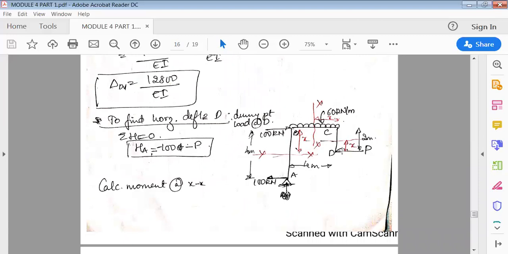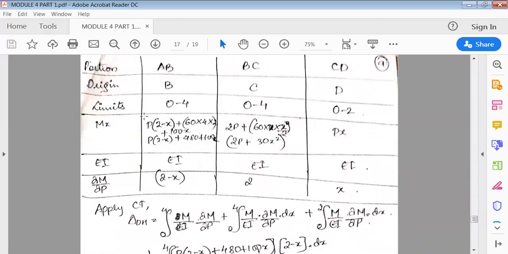Next, in CD, again this is P into x, positive. EI is constant throughout. Differentiating with respect to P: this has only P in it, so dou P cancels and it is 2 minus x. Again, this has only P in it, so it is only 2. And again this has P in it, so it is only x.